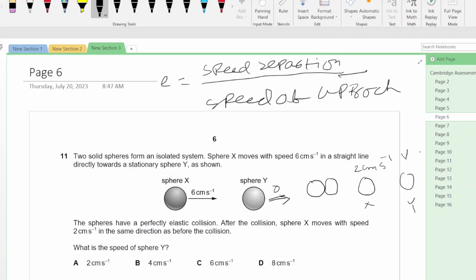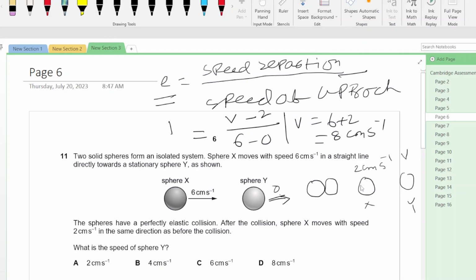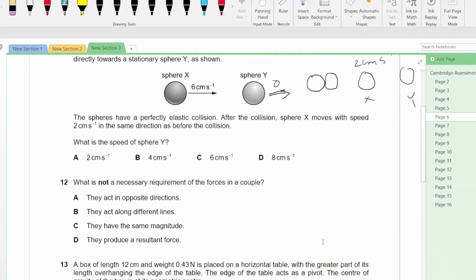When the collision is perfectly elastic, the coefficient of restitution is exactly 1. Speed of separation, since b is greater than 2, is b minus 2, by speed of approach, which is 6 minus 0. This gives b equals 6 plus 2, equals 8 centimeter per second, and this is answer D.